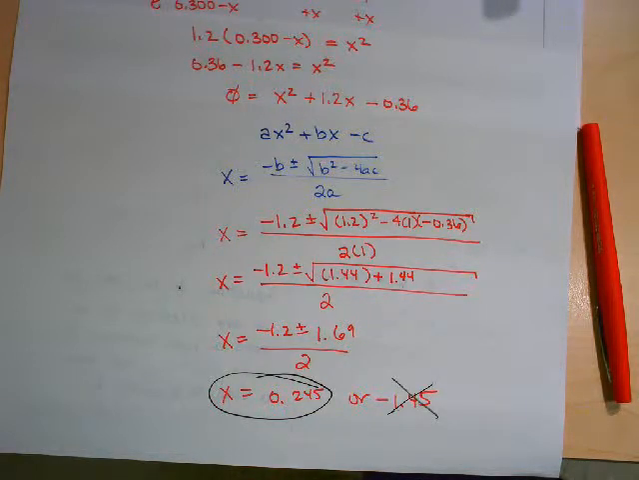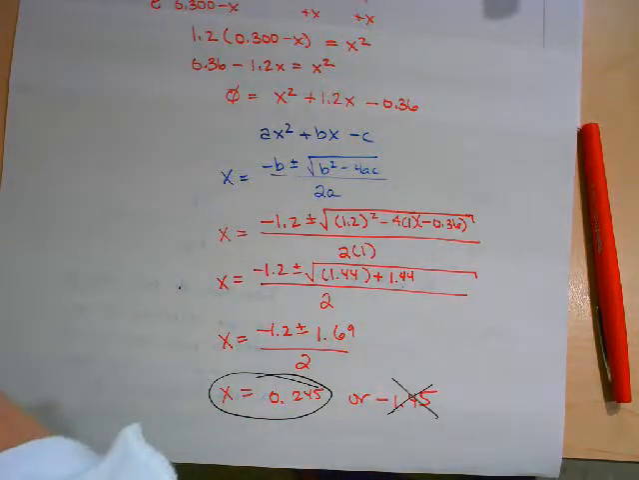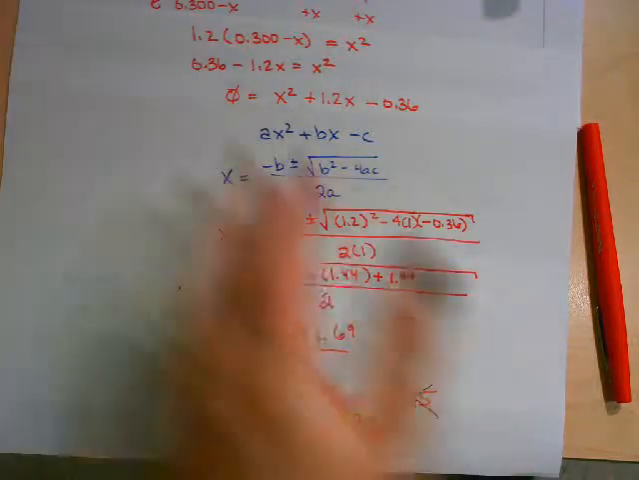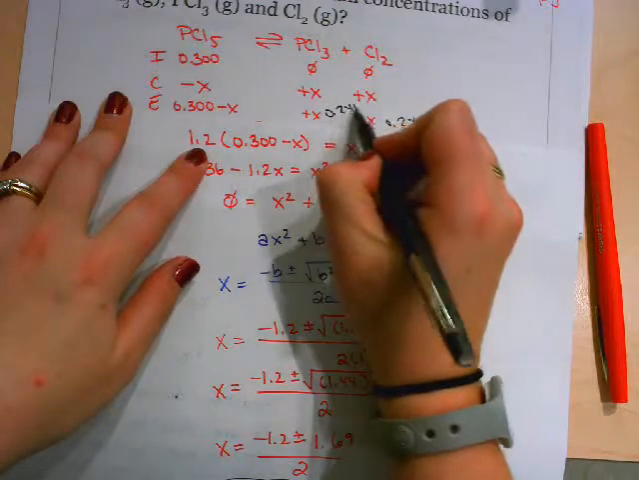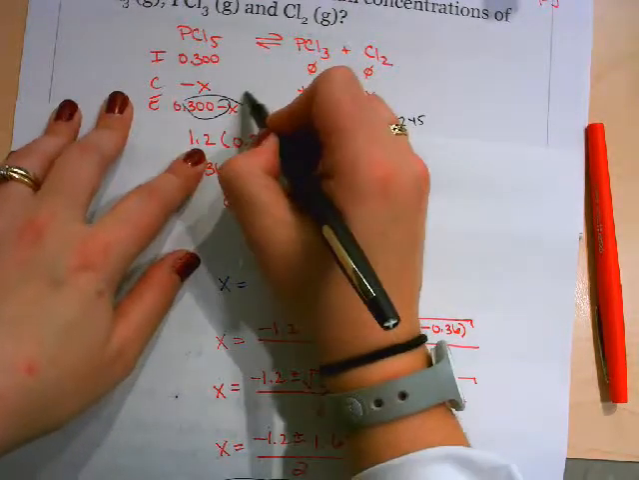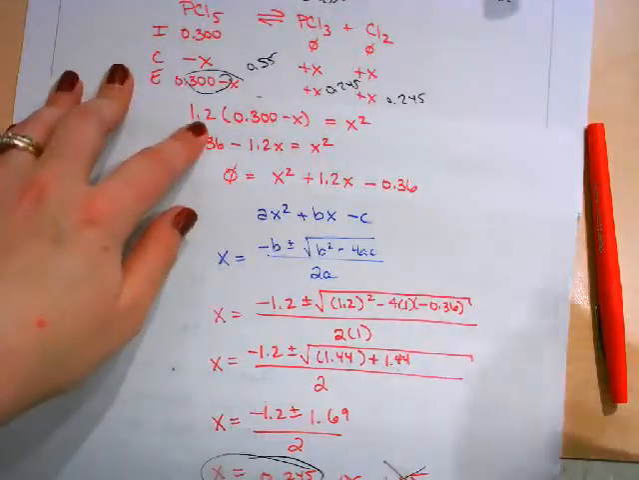Not in regular chemistry. In weird theoretical physics chemistry, sort of. Alright, so then you just plug it back in, right? This would be 0.245, 0.245, and this would be 0.55.